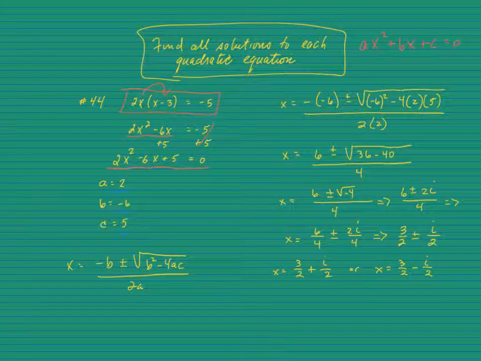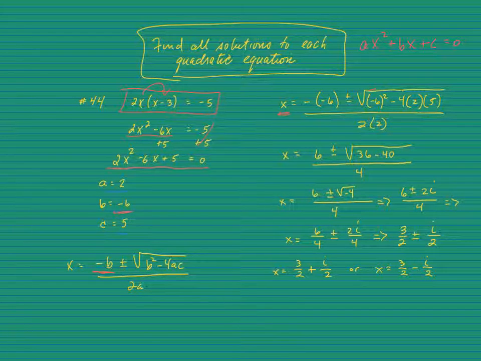Taking in mind here that your b value is negative, so as we populate our formula, we have a negative b, so negative times a negative is going to give us ultimately a positive. So over here, I have negative b, negative 6, minus negative 6, plus or minus the square root of negative 6 squared, minus 4 times 2 times 5, all over 2 times 2. I've just replaced all my a, b, and c values.